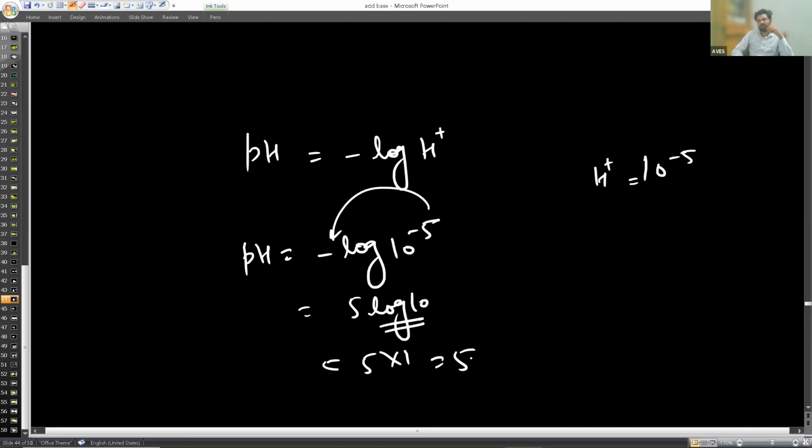Okay, that you are going to study in 12th standard. So it will be with log 10. That's why I'm not teaching that one. Otherwise, you have to go through the table. So log 10 has a value of 1, and 5 into 1, you will get 5.